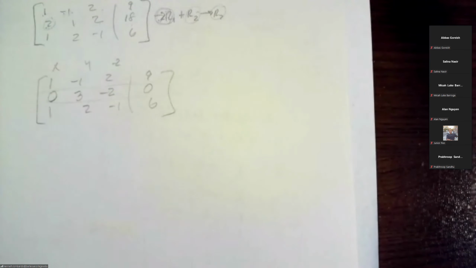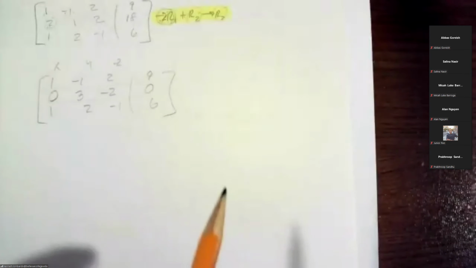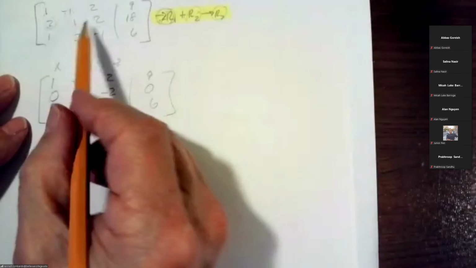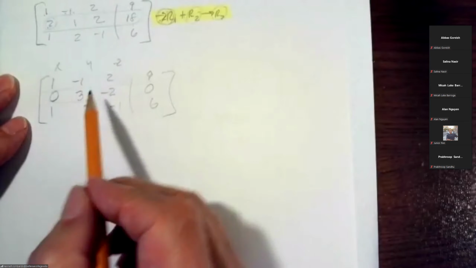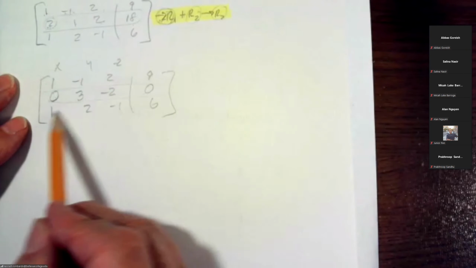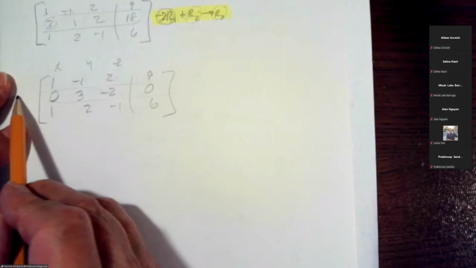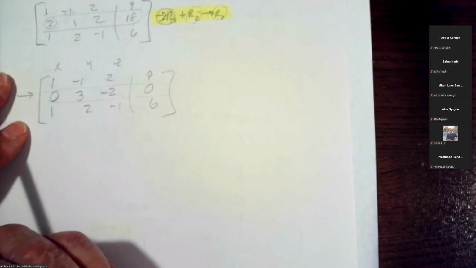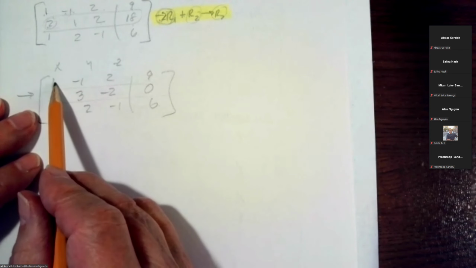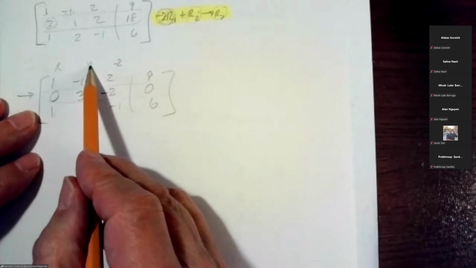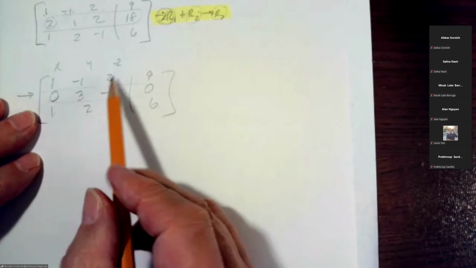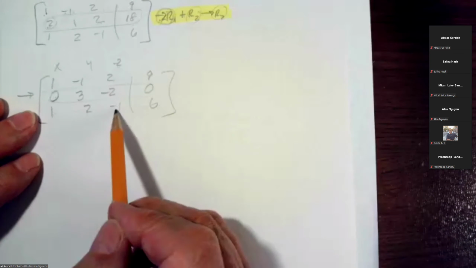So by doing this operation, let me just highlight that. So doing this operation on row 2, I didn't change row 1 and I didn't change row 3. I only changed row 2. And now I have 1, 0, 1. And then under Y's, I have -1, 3, and 2. And under Z, I have 2, -2, and 1.